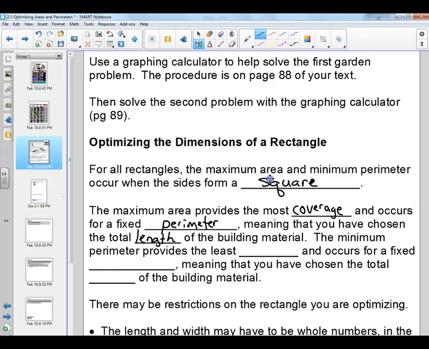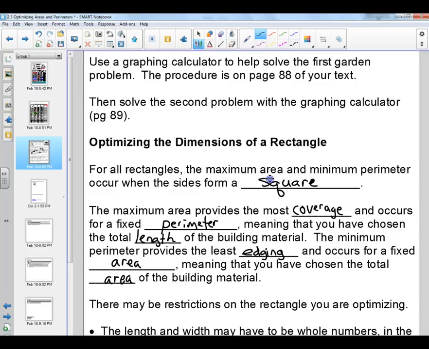Now the minimum perimeter provides the least edging, so the least distance around. I'm trying to find a different word for perimeter that applies to a building project. It would be edging. That occurs when we've already chosen the total area of the building material, the square footage, and we again fixed the area.